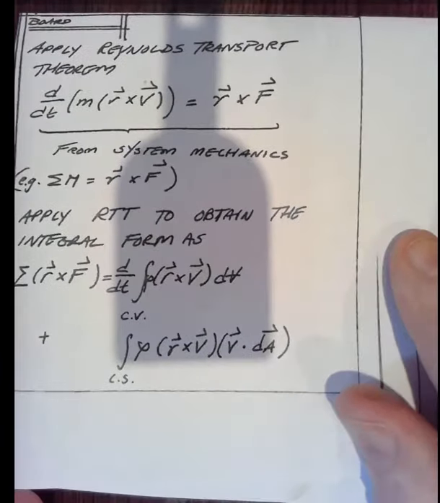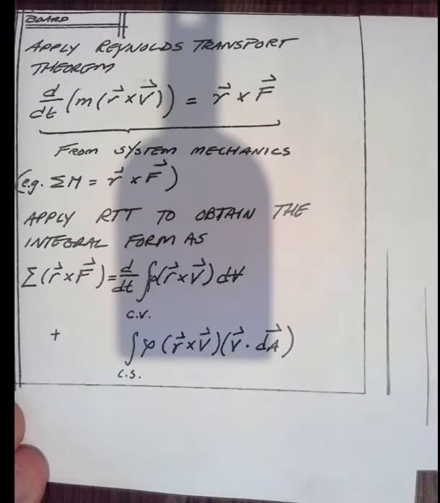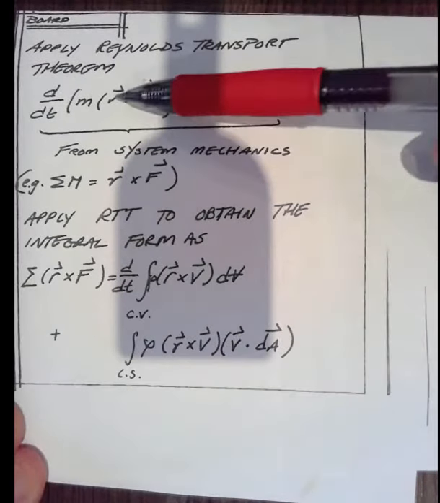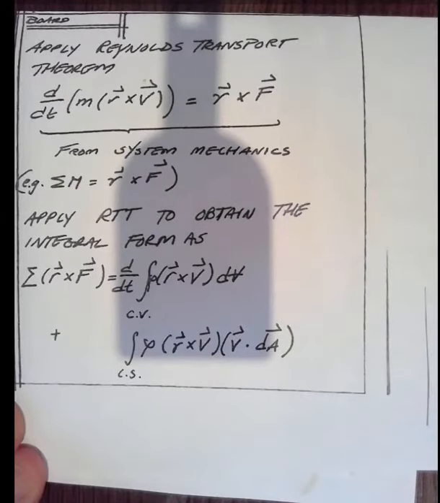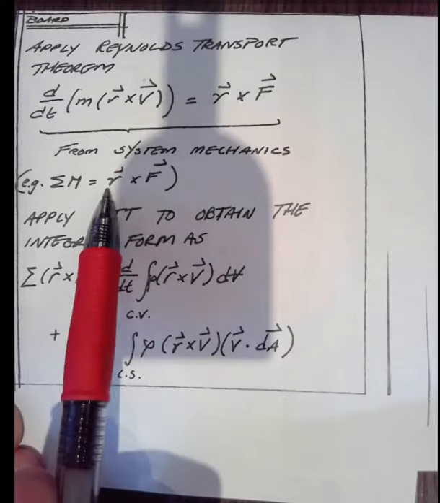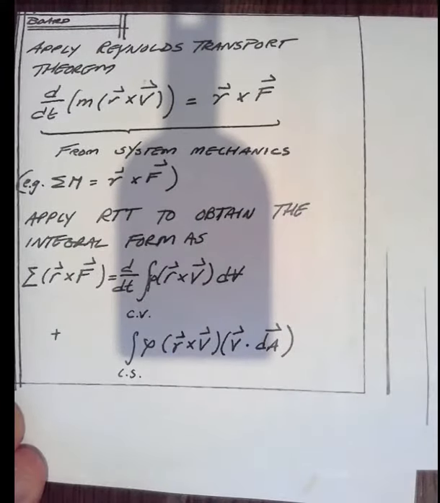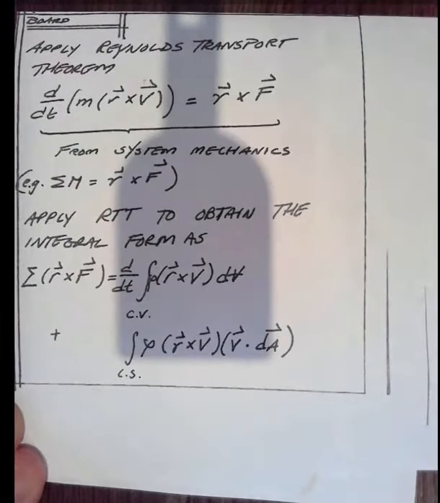So if we apply the Reynolds transport theorem as described in the book, and we've done before, we are going to start with a system equation. D by dt of m r cross v is equal to r cross F, so that we got from system mechanics, back from our other kinematics in our other engineering classes. This is essentially the sum of the moments is equal to r cross F from ordinary engineering mechanics, and this term here and sum of the moments are the same thing.